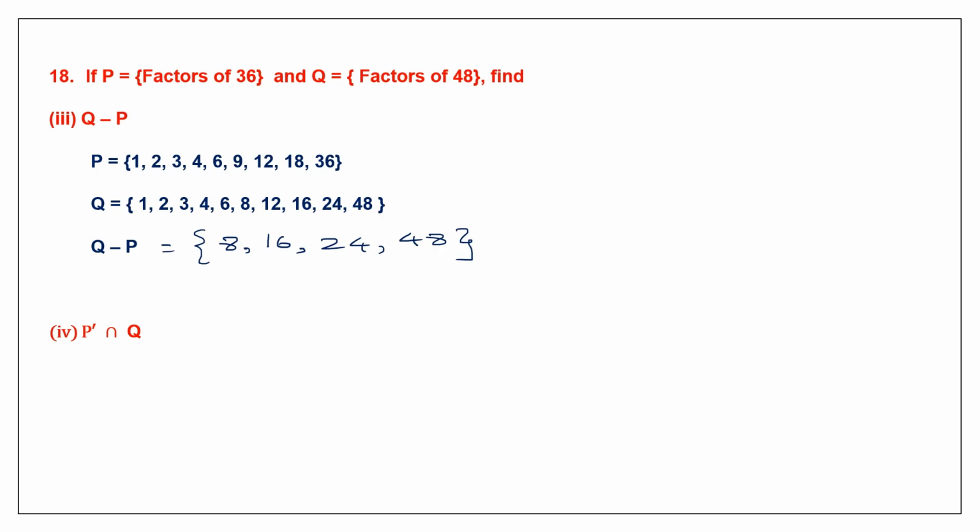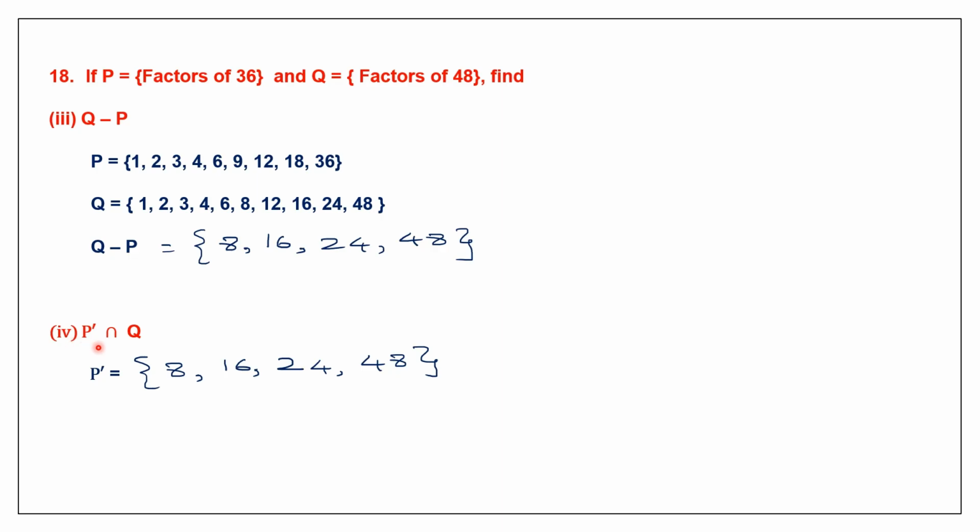So we can write P dash or P complement. We can write 8 is not there in P. Then 12 is there, 16 is not there in P. So we can write 16. Then 24 is also not there, and 48 is not there. So this is P dash or the complement of P.